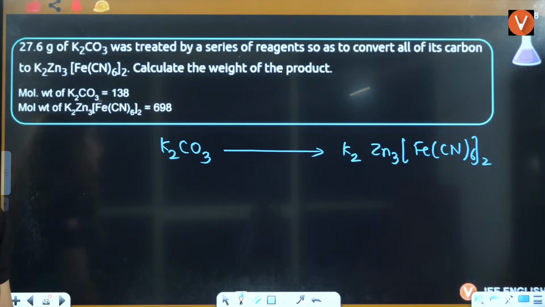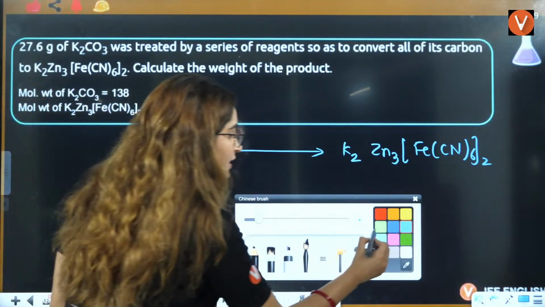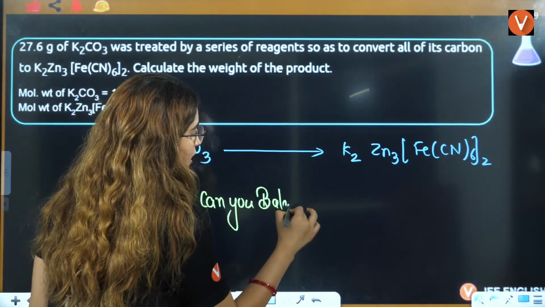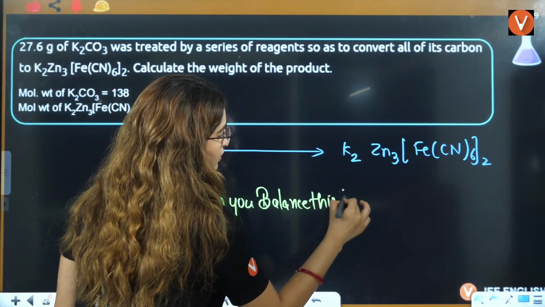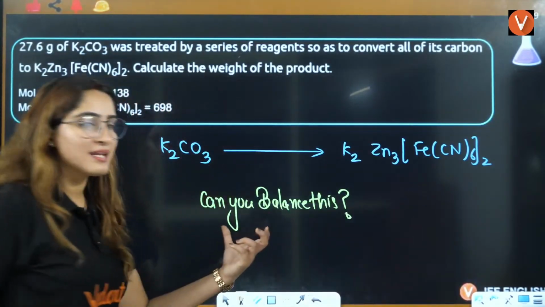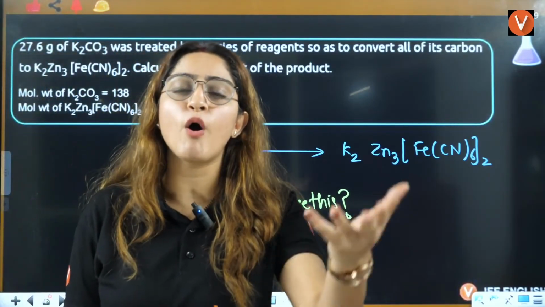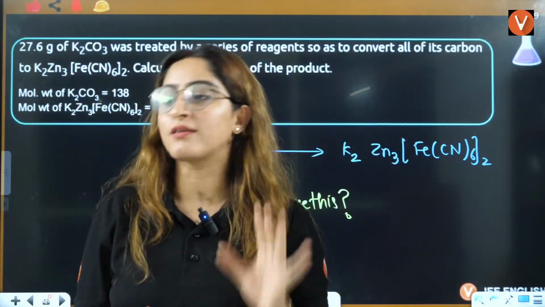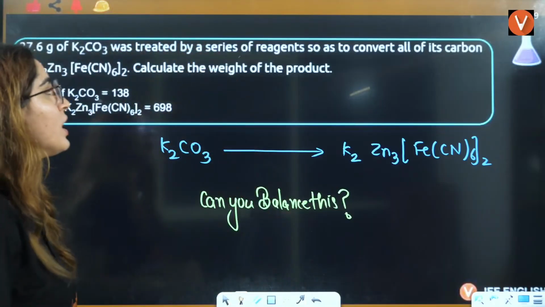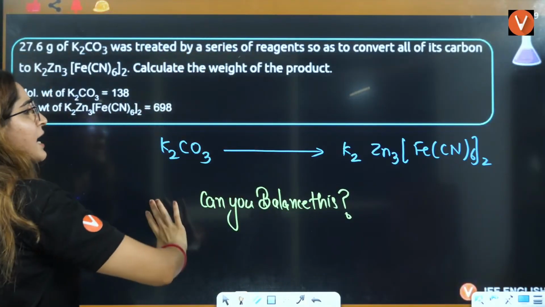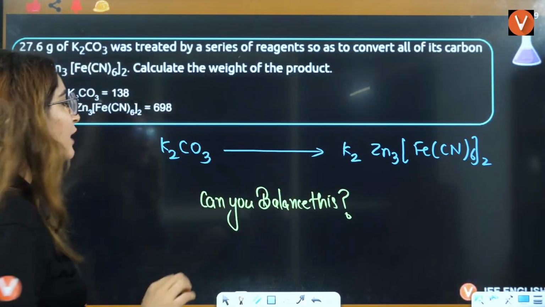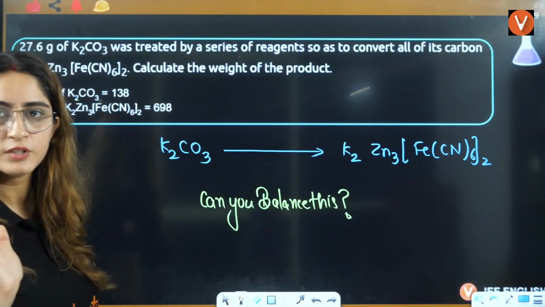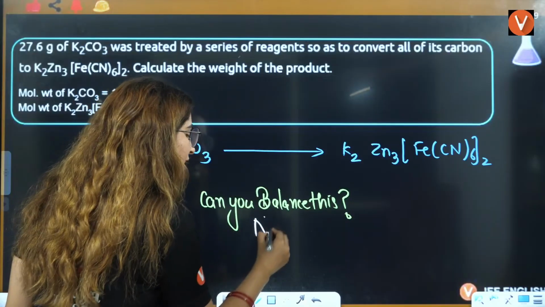Okay, great. Now, students, tell me one thing. Can you balance this reaction? You have no idea about what the reagents are. For balancing, you should know all the reactants and all the products. But here, nothing like that is given to you. Here, they have given that you have a reactant, and in the end, you have the formation of the product. All of this carbon is converted to this particular compound. You only know this thing. So we can't balance the reaction.